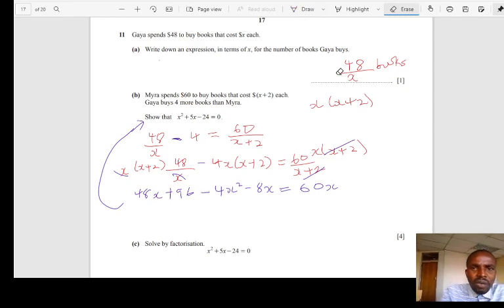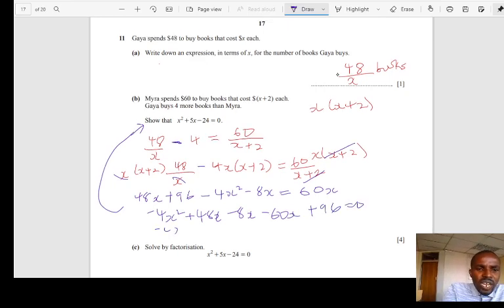Let me just collect like terms in x squared first. Minus 4x squared, then plus 48x minus 8x, then minus 60x plus 96 is equal to 0. Then this one will be minus 4x squared. Then 48 minus 8 is 40. 40 minus 60 is actually minus 20. Minus 20x, then plus 96 is equal to 0. Yes, like this.